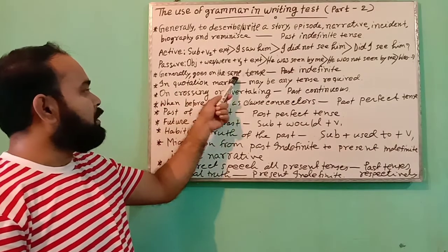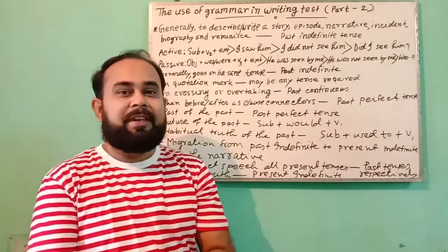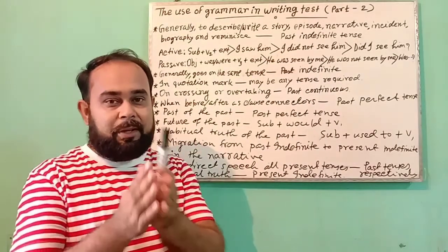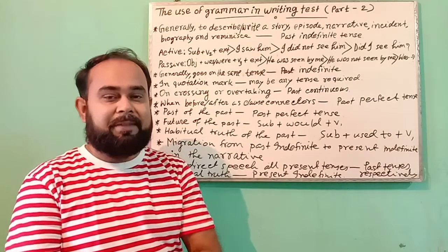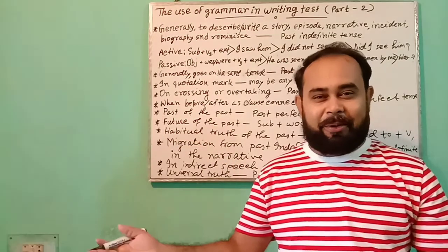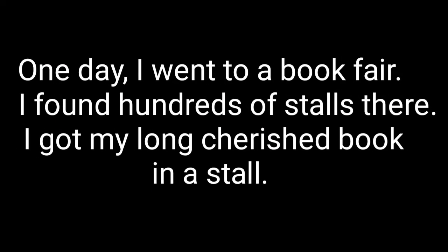Generally it goes on in the same tense. That means if you have to address such topics or such kind of topics, you must use past indefinite tense. That means subject plus V2. For example, one day I went to a book fair. I found hundreds of stalls there. I got my long cherished book in a stall. So this writing will go on in the same tense, that is to say past indefinite tense here.